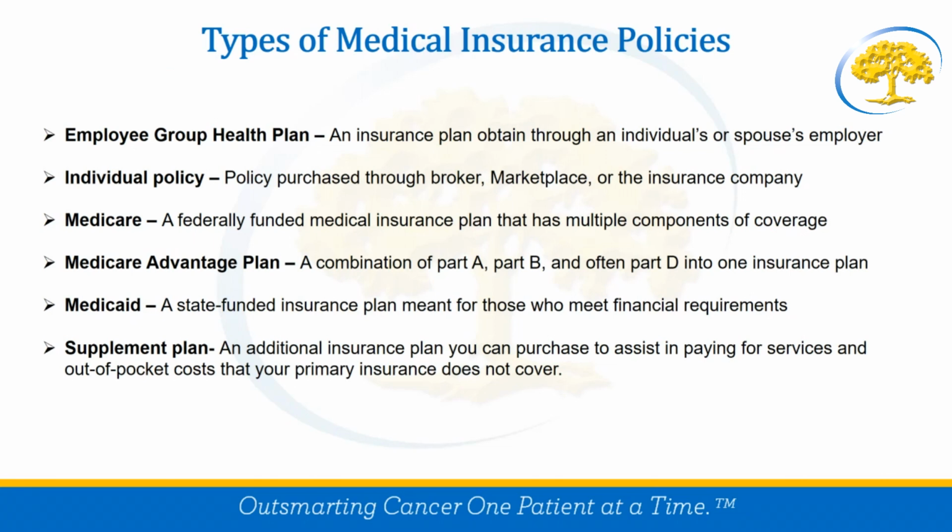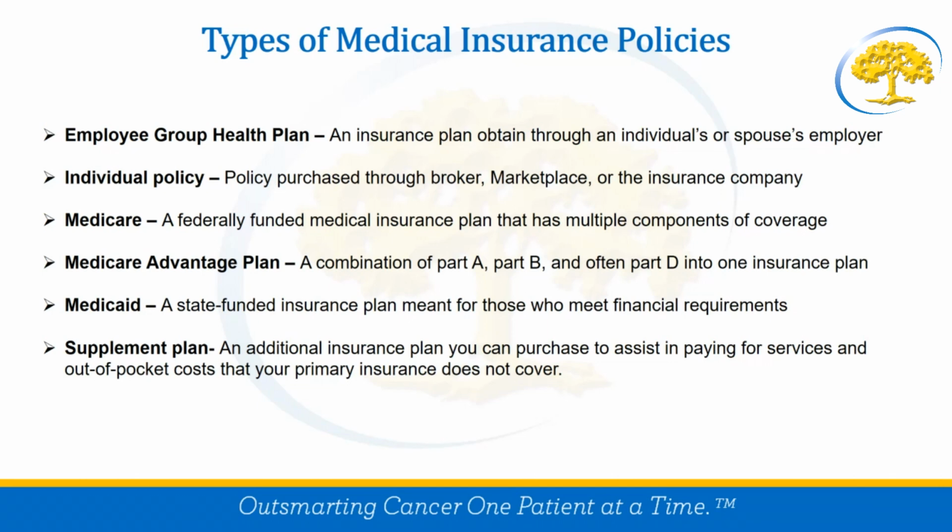So, types of medical insurance policies that you may see or that you may have yourself. Employee group health plans are insurance that either you or your spouse or maybe even a parent obtains through an employer. For example, Ironwood employees have an employee group health plan. Just another example, somebody at McDonald's or somebody at Amazon. Some of those larger companies have employee group health plans.